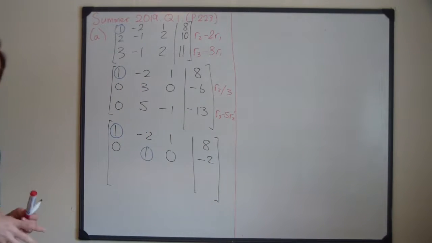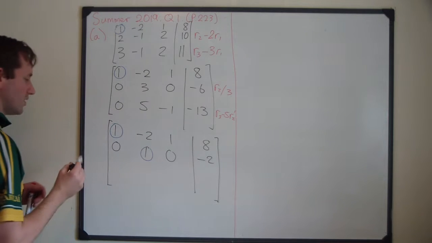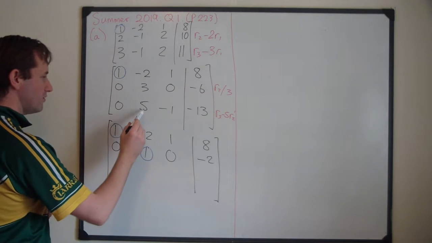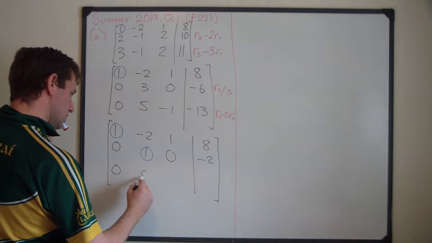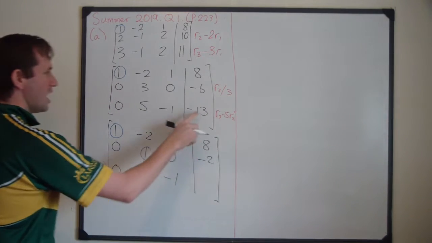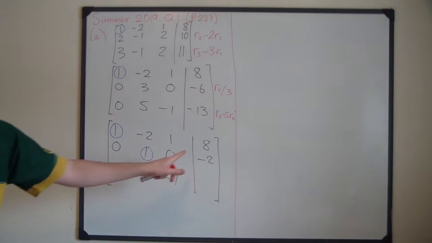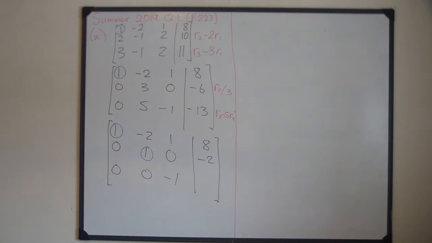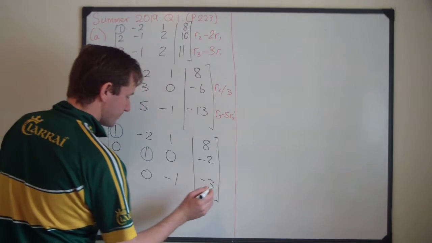And I just put a dash there in case I want to look out the window for a while and come back to it. So 0 minus 5 times 0 is 0. 5 minus 5 times 1 is 0. Minus 1 minus 5 times 0 is minus 1. And minus 13 minus 5 times minus 2 is equal to minus 13 plus 10, which is minus 3.